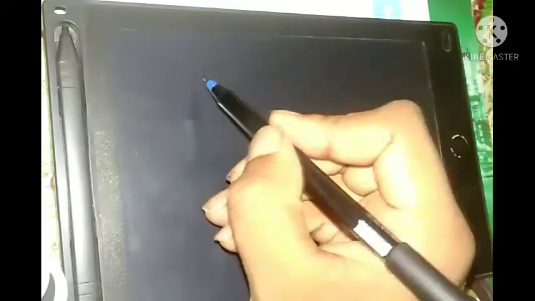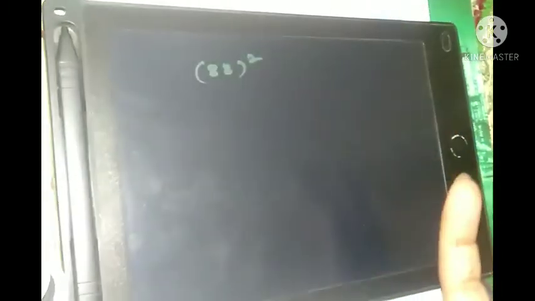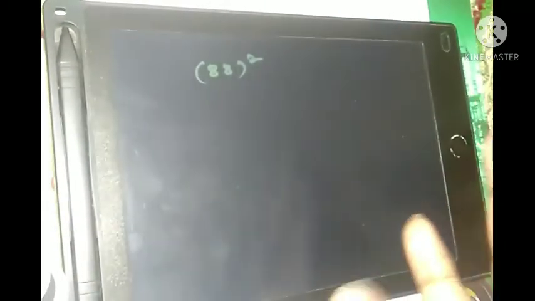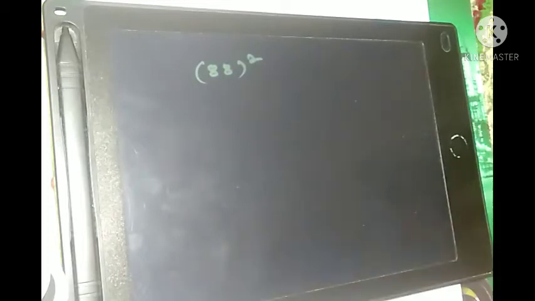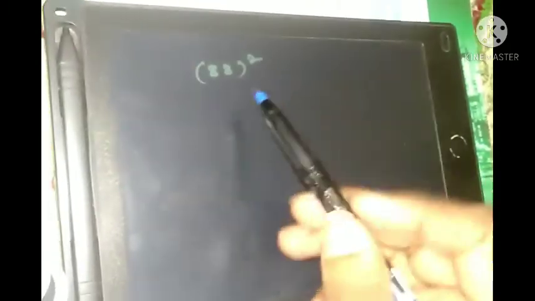Suppose I give the trick of how to square a number. Suppose we take one number, 88. We take 88 whole square. What is 88 whole square? We can't do it in mind. We take the calculator and we solve this problem. But I give one trick. Within 5 seconds we solve this.